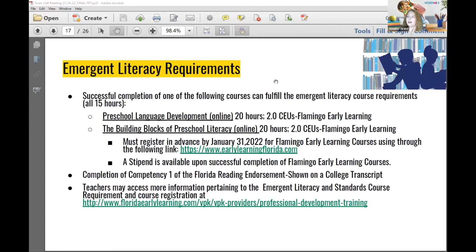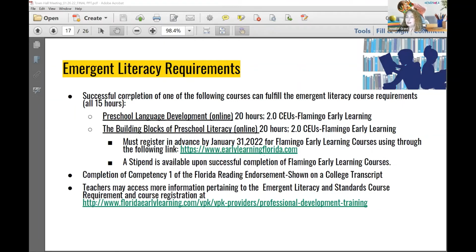Okay, and Sandy put in the chat the courses that VPK endorsed directors need to complete. So she put the list in here of the courses they need to take. Thanks, Sandy. All right, that's a lot. I appreciate your patience. We will continue to follow up with additional opportunities and more emails about ways to sign up for these courses.